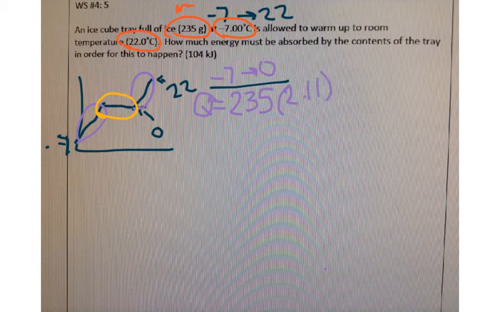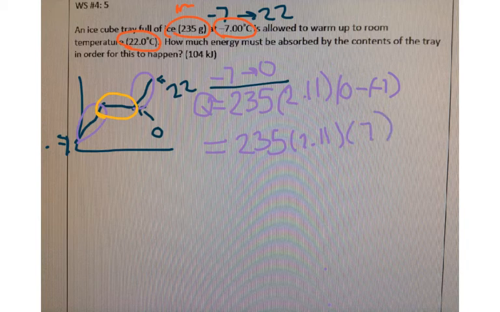All right, and so then you're going to multiply by delta T, and you're going to take final, which is 0, minus my initial, which is -7. And so I am going to condense this and make it equal to 235 times 2.11 times 7, since 0 minus -7 is adding 7. And when I multiply this out, I get 3,470.95 joules. All right, so this deals with this particular part.